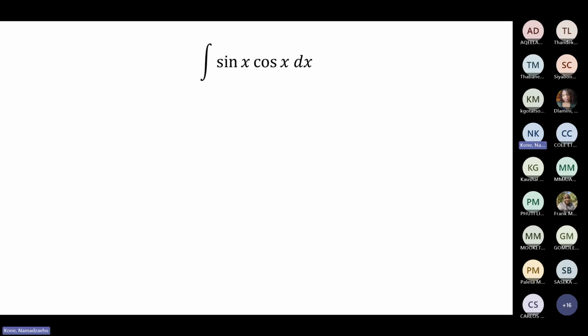Now we move to the next question. The next question is the integral of sine of x multiplied by cos of x dx. Now, if you check in your list there, you will not find any integral of a product of sine and cos. But as I said at the beginning, you have to be very sharp with your derivatives. Now, if you remember your derivatives, the derivative of cos is negative sine of x.